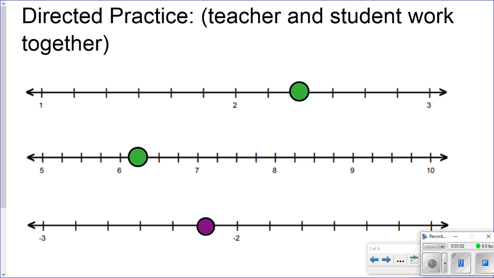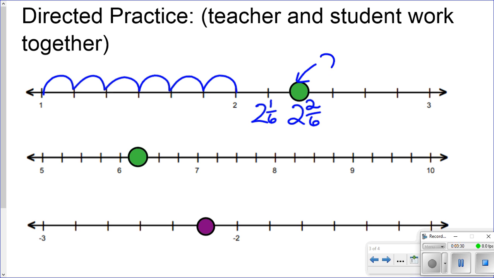Now we want to determine where this dot is. So, between any two whole numbers, so between 1 and 2, we can count to see what this is split up into for fractions. 1, 2, 3, 4, 5, 6. This is split up into sixths. So right after the 2, this would be 2 and 1/6. This would be 2 and 2/6. So the dot is located at 2 and 2/6.